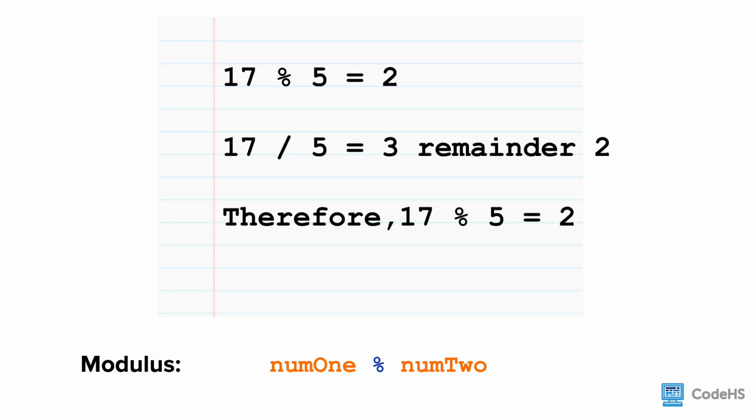For example, 17 mod 5 is 2. Well, how do we get that? Well, 5 fits into 17 3 times, but there's a 2 left over. Modulus returns that remainder, so the answer in this case is 2.